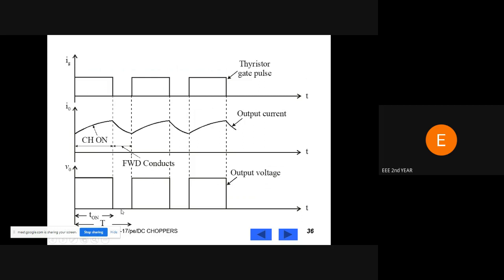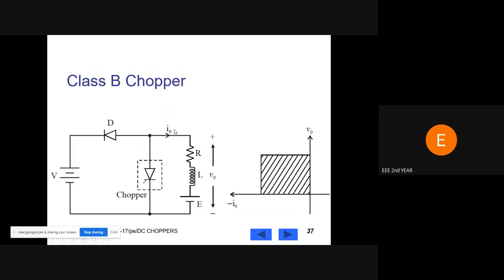Your output voltage will become zero, and the current reduces from the maximum value to the minimum value. During this period, the current flows through the freewheeling diode, that's why your freewheeling diode conducts at that time only, right? So next is the class B chopper.